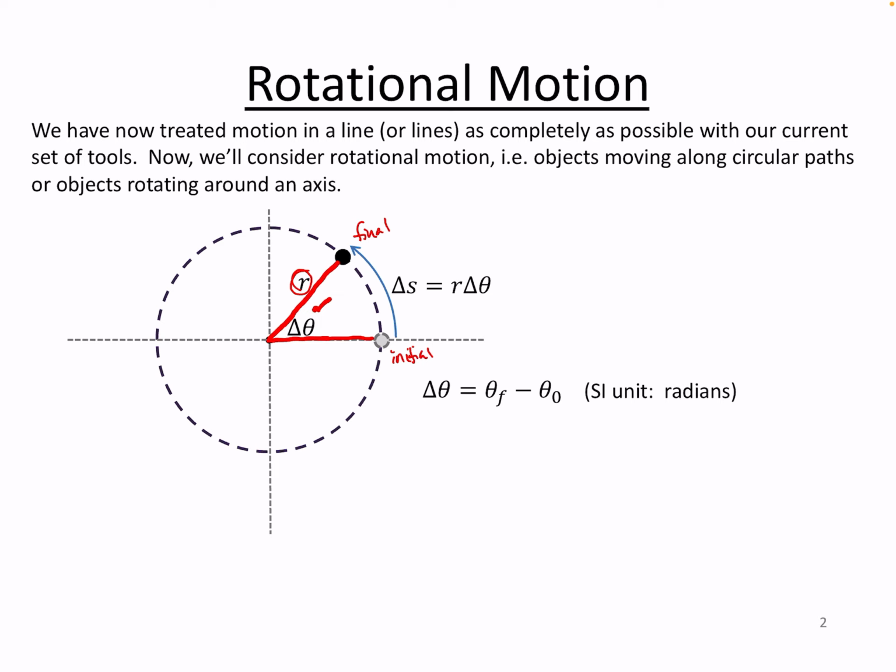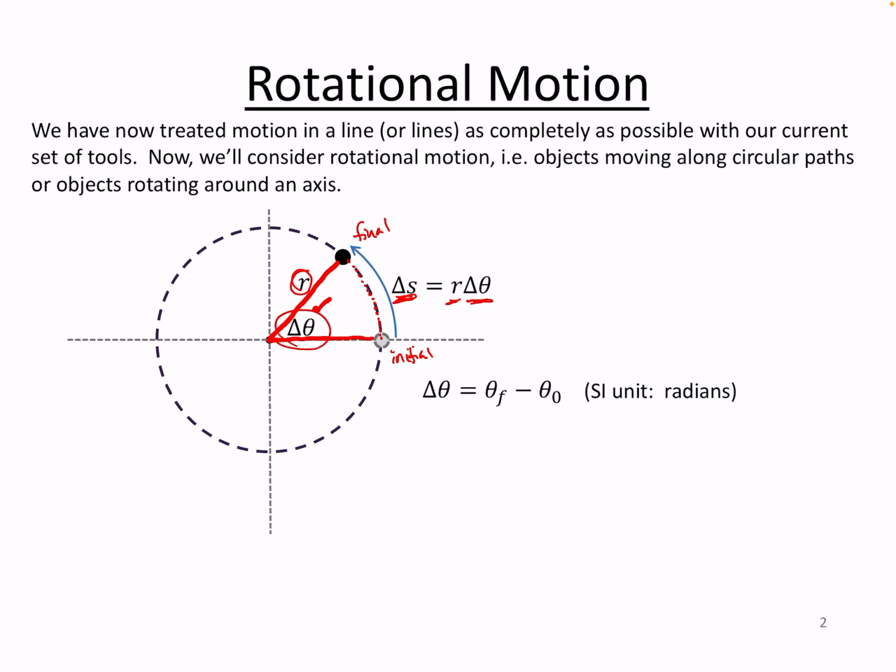At the same time, we know that this thing is going to go through an arc length, the dotted red line there. That's equal to what I'm calling delta s, and that's equal to the radius of the circle times the angle that's being swept out by the string attached to the ball. This is an example of an angular displacement.